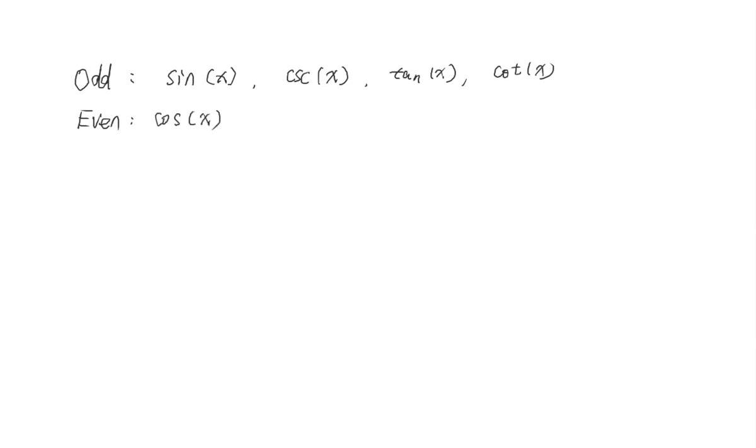So let's write something here. The even functions are cosine x and secant x. The odd functions are sine x, cosecant x, tangent x, and cotangent x. Let me see. Let's see an example.